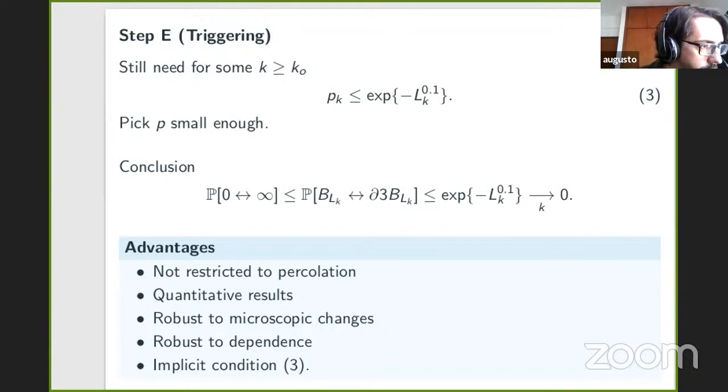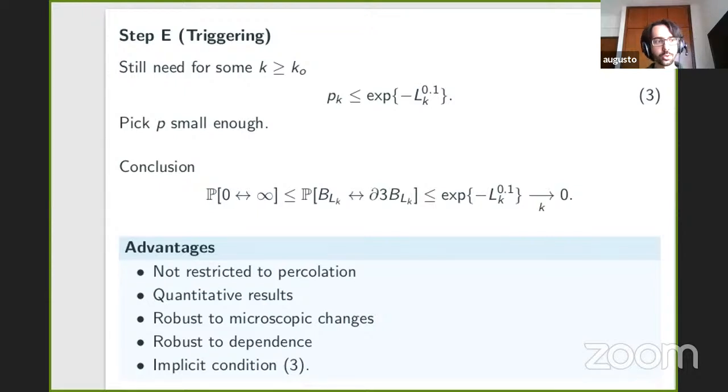What do you mean? The last inequality in the conclusion there. It's the probability that BLK is connected to the boundary of 3BLK. I didn't define this properly, but it's exactly the bad event, EM. So it's exactly PK. And what is 3BLK? I didn't define this, but imagine you're stretching in all directions, making a three times larger box with the same center of gravity.